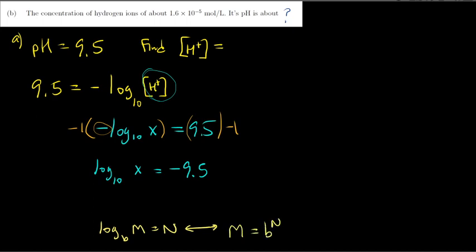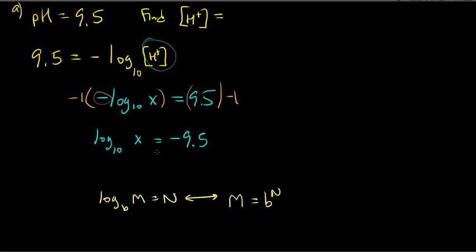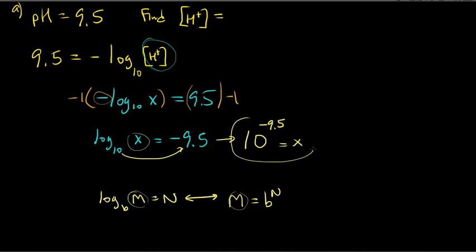So you can see what we want to do here. If we want to solve for x, we want to solve for m. So to solve for m, you convert this to an exponent. You kick the 10 to the other side, knocking the negative 9.5 into the exponent. So that's x, that's what we're looking for here. So there's our answer. Our answer is just 10 to the negative 9.5.